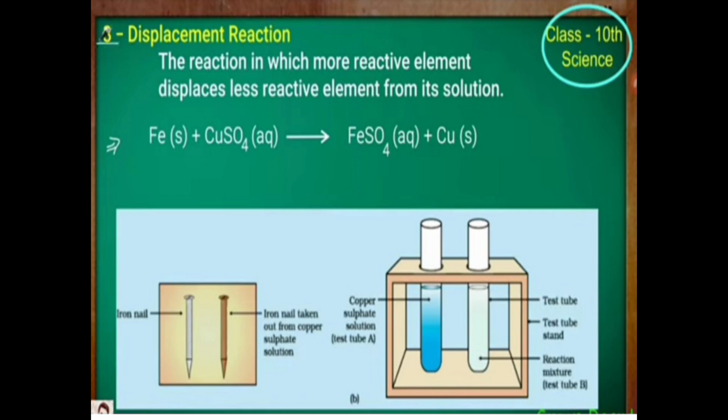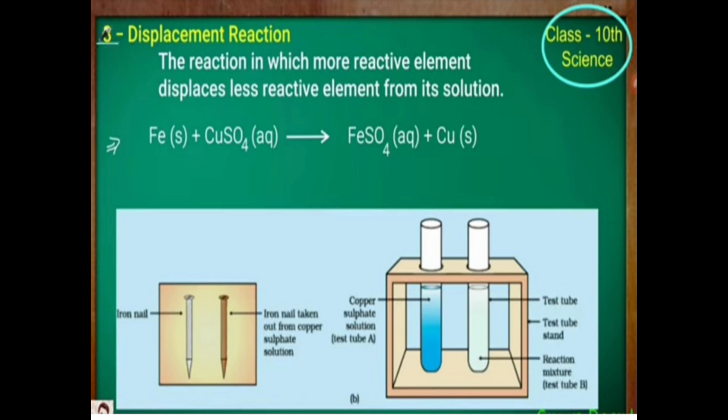Look at the figure given in the slide. There is an iron nail. When you put that iron nail inside the blue colored copper sulfate solution given in test tube A, and after some time remove it, the iron nail taken out from the copper sulfate solution will look brownish in color.